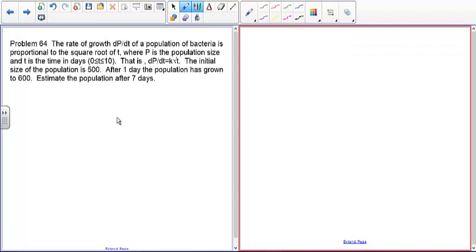It says the rate of growth, dp dt, of a population of bacteria is proportional to the square root of t, where p is the population size and t is the time in days. That is, dp dt equals k times the square root of t. The initial size of the population is 500, so that's our initial condition. After 1 day, the population has grown to 600. Estimate the population after 7 days. So basically what we're going to do is solve this differential equation and apply these initial conditions.